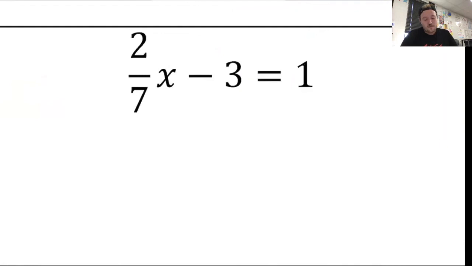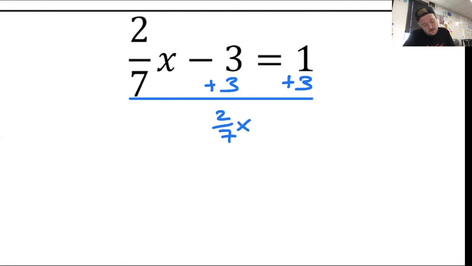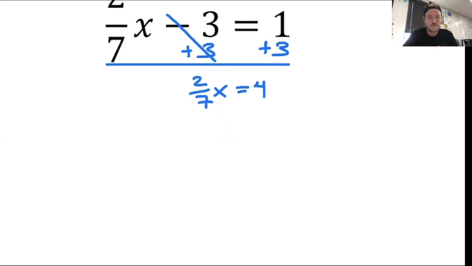All right, so the fourth one over here. Once again, we have to undo any addition and subtraction first. Because of this -3 here, that's going to be my first thing I have to do. Remember, you're doing the opposite. So instead of subtraction, you're going to add 3. I haven't touched that 2/7 x yet, so I'm going to leave it. So 2/7 x equals 1 plus 3, which gives you 4. The -3 and +3 zero out.